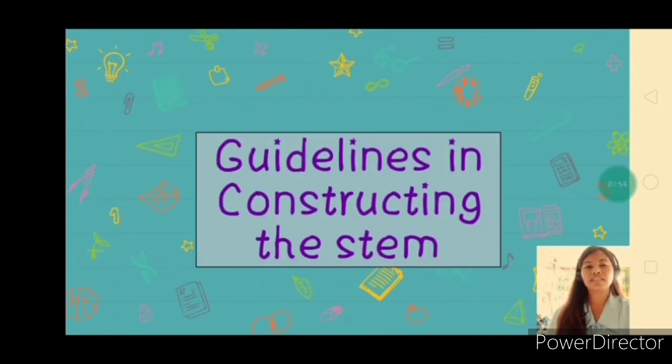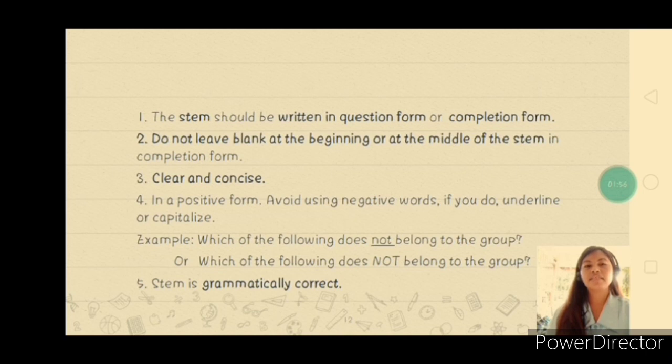Guidelines in constructing the STEM. The STEM should be written in question form or completion form because that is your question. Second, do not leave a blank at the beginning or at the middle of the STEM in completion form because it is not a fill-in-the-blank form. Third, it must be clear and concise. Fourth, use a positive form and avoid using negative words. If you do, underline or capitalize.